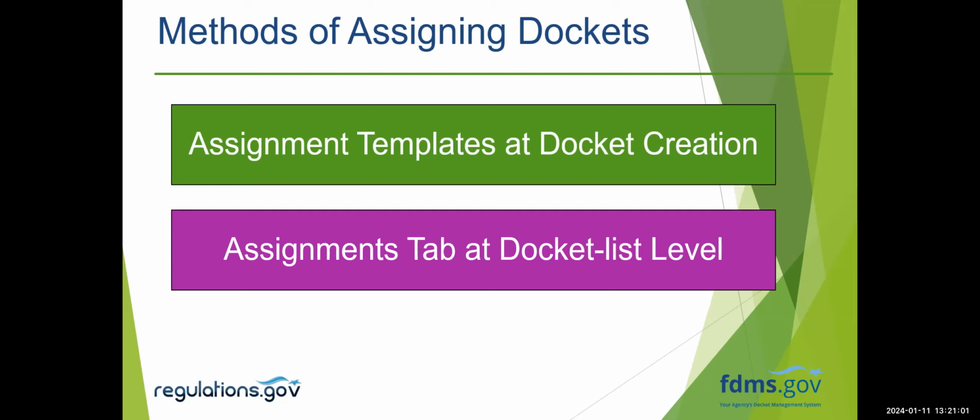The creator of the docket can leave assignments made by the assignment template as they are, as the default, or sometimes a user will need to reassign the docket to a different user or group. They can do that through our second option here, which is the assignment tab. The assignment tab is located at the docket list level. Most of the time when we have user training, we are really just looking at the details tab at the docket list level. But today we're going to be looking at the assignments tab. It's the second tab over.